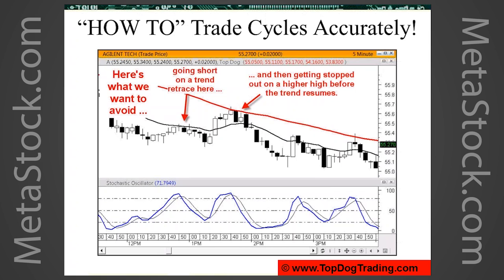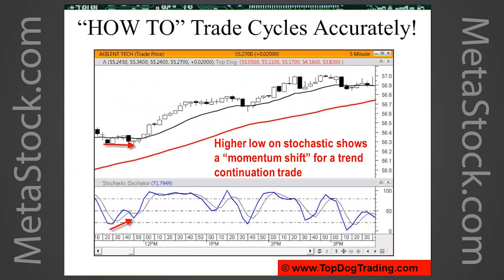But then the market comes down, just pretty much makes an equal low, and then what's it do? It makes a higher high while we're still in the downtrend, which means if you shorted here and you put your stop above here, you would have been stopped out. And then the market does continue down. So you had the right direction, you just traded at the wrong time. That's what we want to avoid. So how do we avoid it? What we do is we look for these momentum shift patterns.